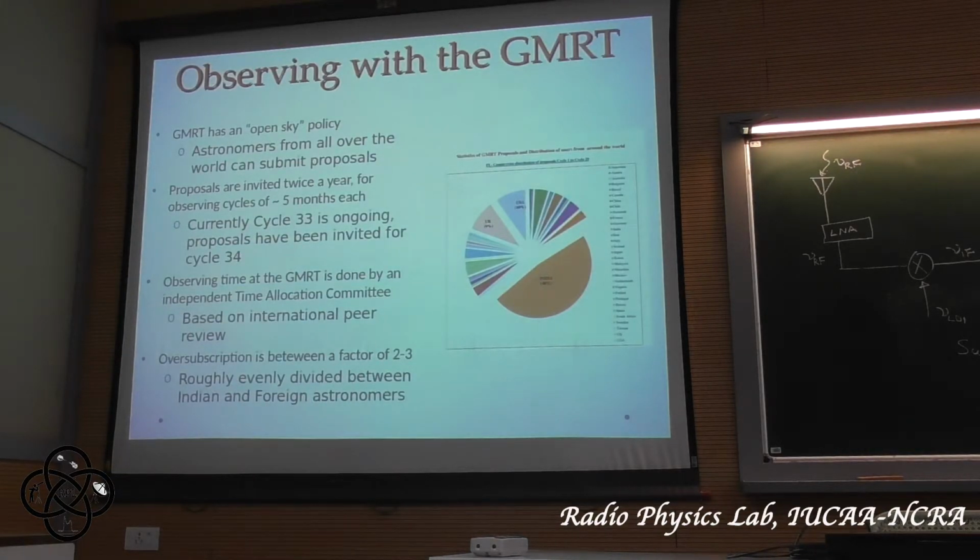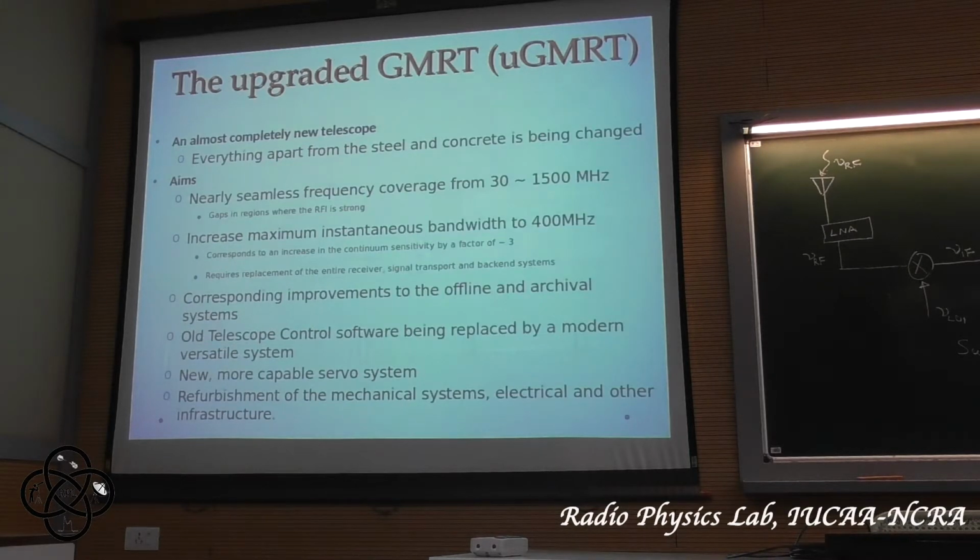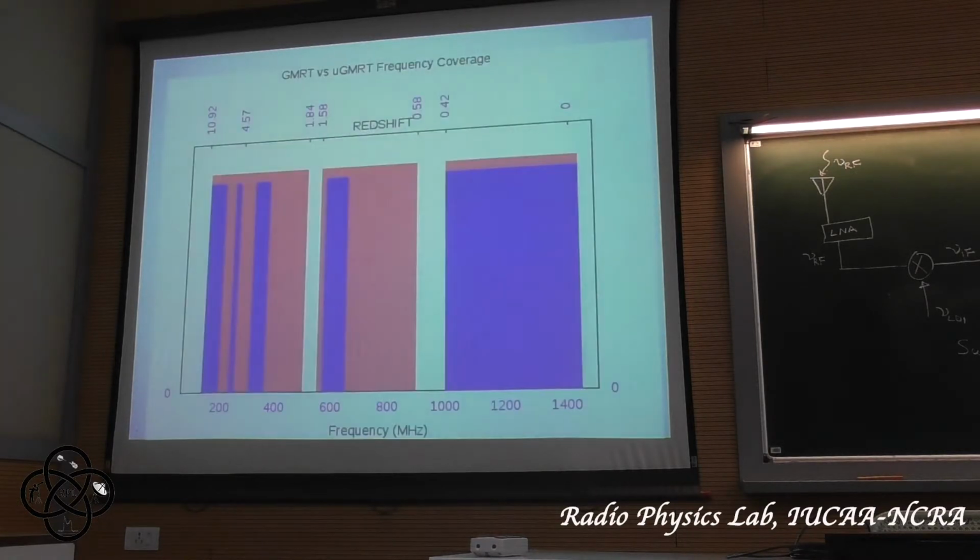I'll skip this slide. It basically just tells you the way in which it operates. It operates in an unbiased way, in which anybody in the world can submit proposals and get time on that telescope. And at the moment it's being upgraded, so almost everything is being changed except the steel and concrete. We're ending up with nearly seamless coverage from 30 to 1500 megahertz. The bandwidth is going from 32 megahertz to 400 megahertz. And all the other systems that you need to change along with that are being changed.